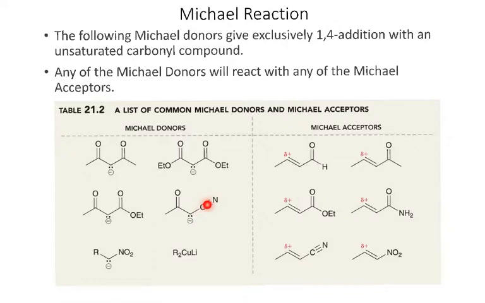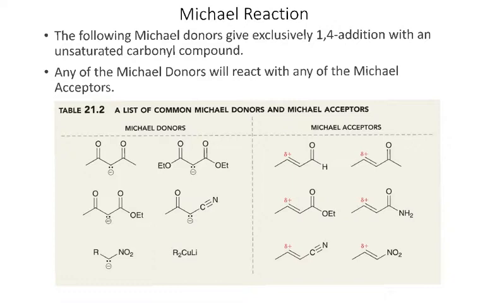We could have a nitrile along with a ketone, even though this isn't a carbon-oxygen double bond. We have the carbon-nitrogen triple bond, which has a lot of similar properties. We saw that the Gilman's reagent gives exclusively 1,4 addition, and so it's included in the list of Michael donors. And then with the nitro group being so electron withdrawing, that especially stabilizes this negative charge, and so this also acts as a Michael donor.